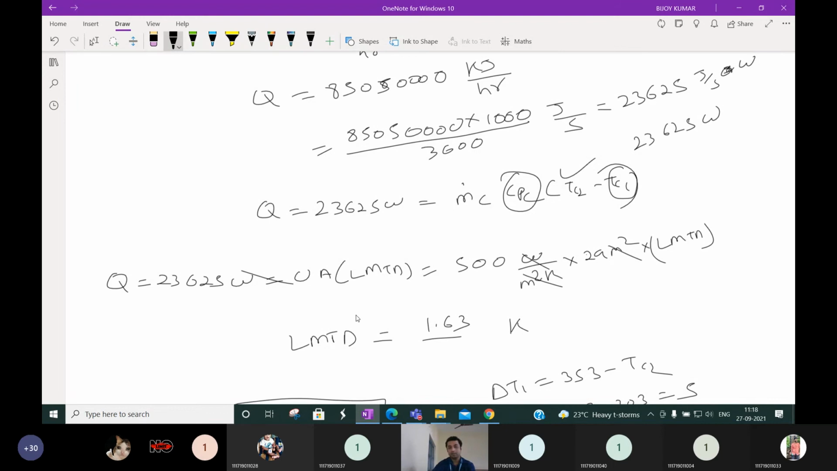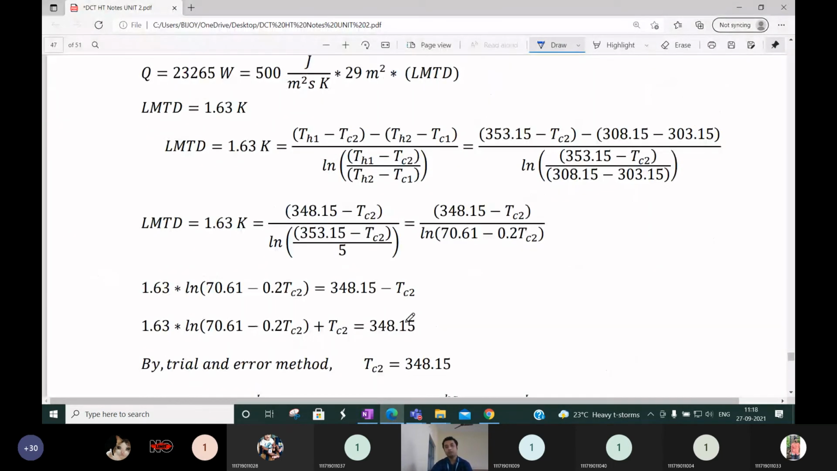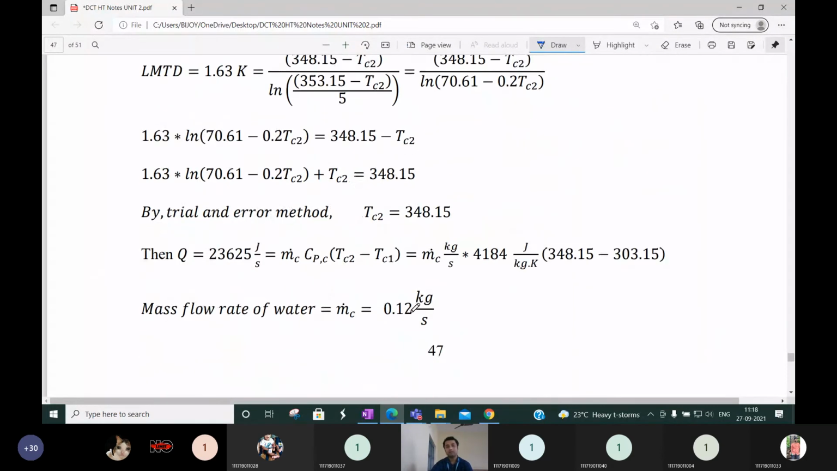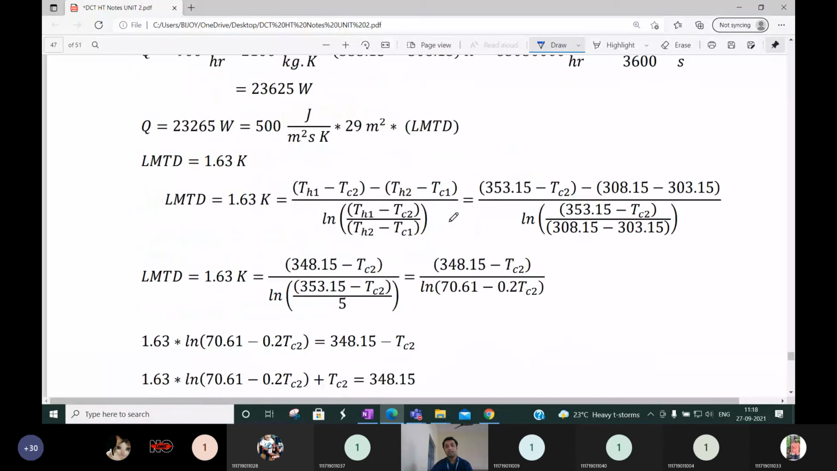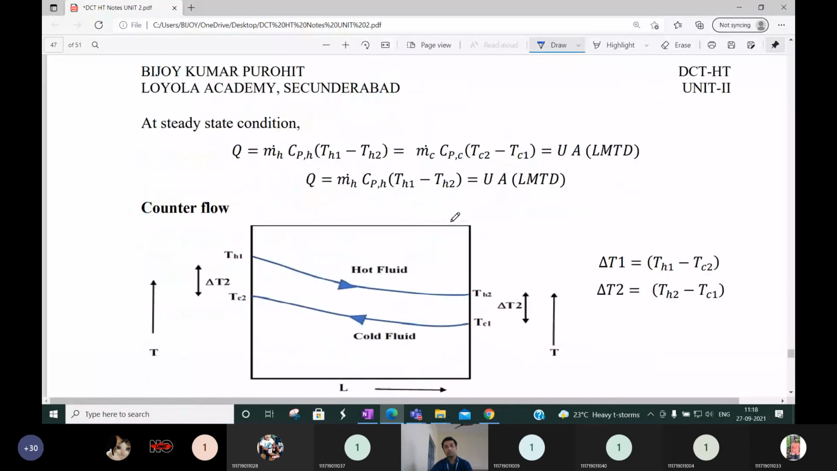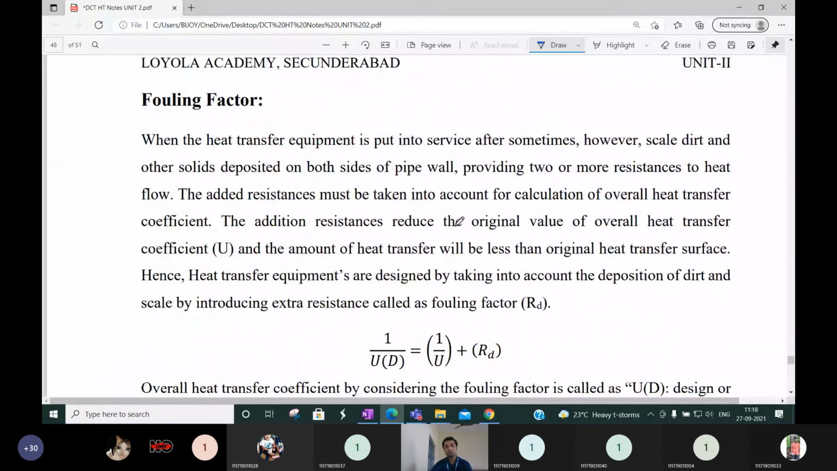This is a lengthy problem, but only this type of problem will come in the exam, for 10 marks or 15 marks. It is all given in the notes. All the things in the notes I already explained in a smooth way, so kindly read the notes.